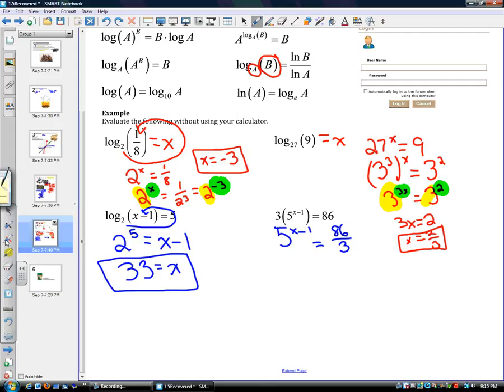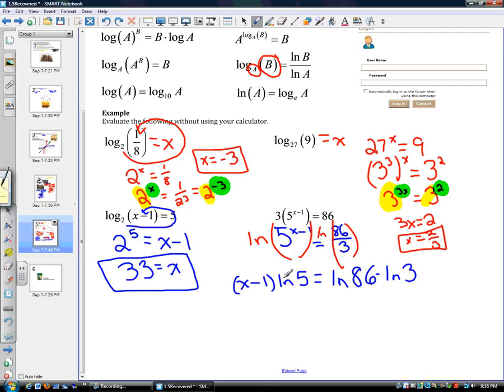So if I take ln of both sides, ln of this, ln of this, then I can bring my x minus 1 out in front, so I get x minus 1 times ln of 5 equals ln of 86 divided by 3. Well, I am going to do my quotient rule because I know I'm going to have a fraction later on, so I might as well not have a fraction within a fraction. So ln of 86 minus ln of 3.